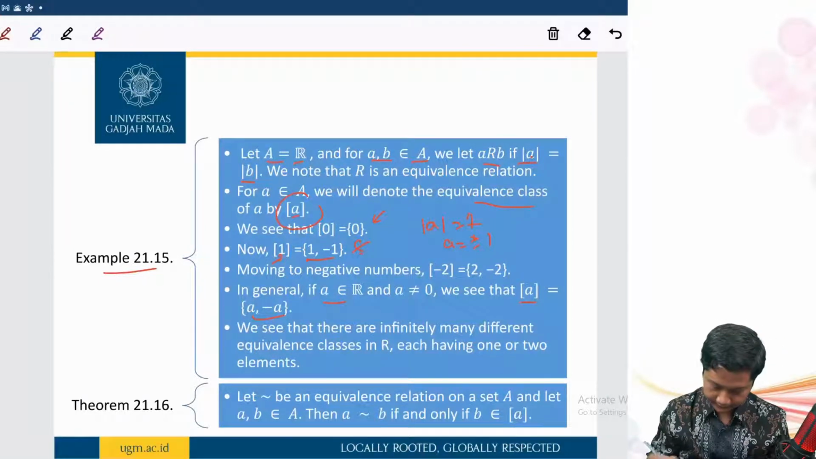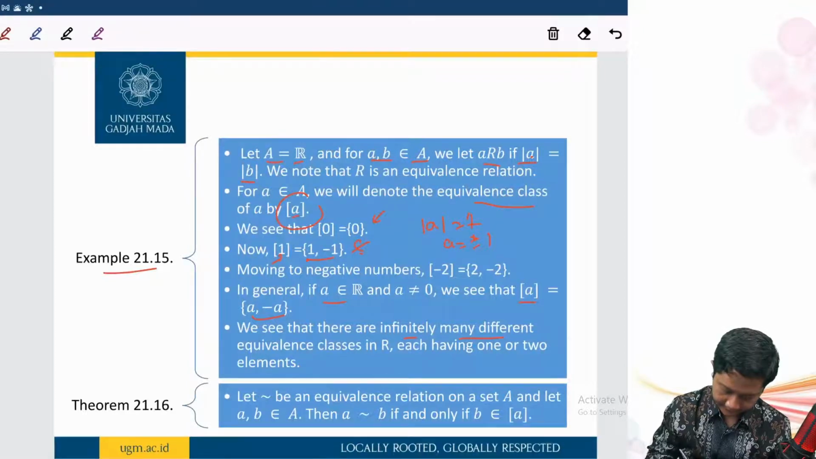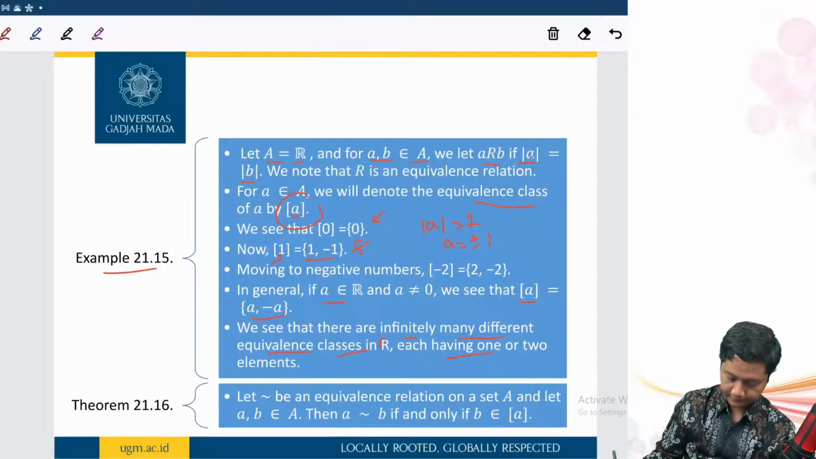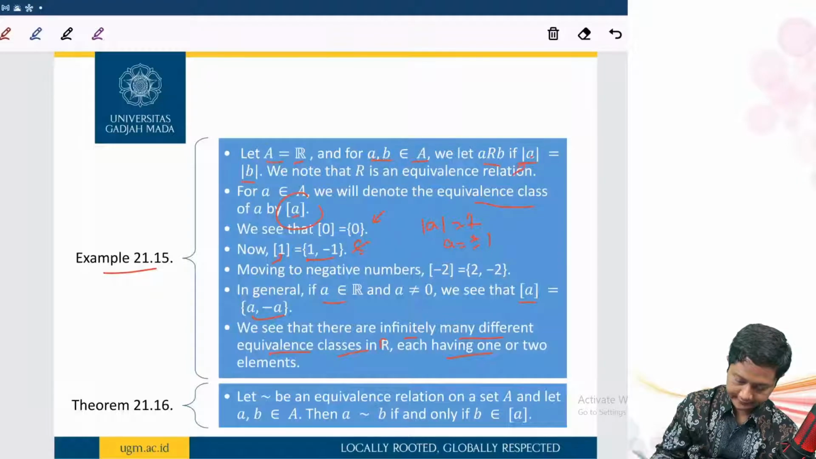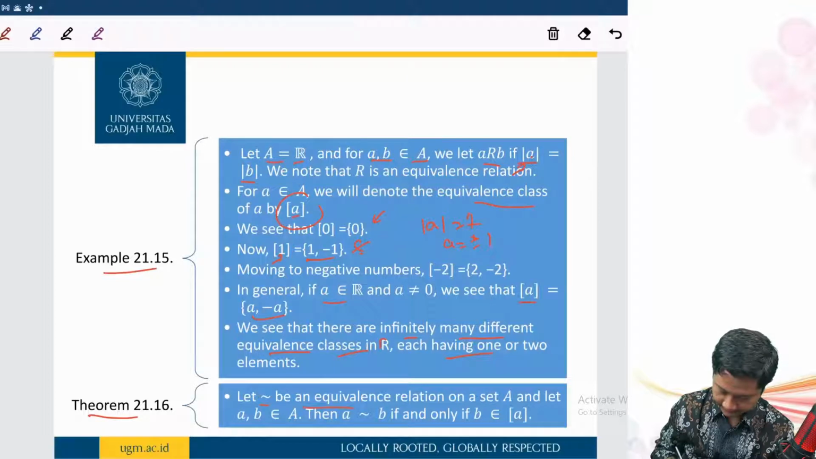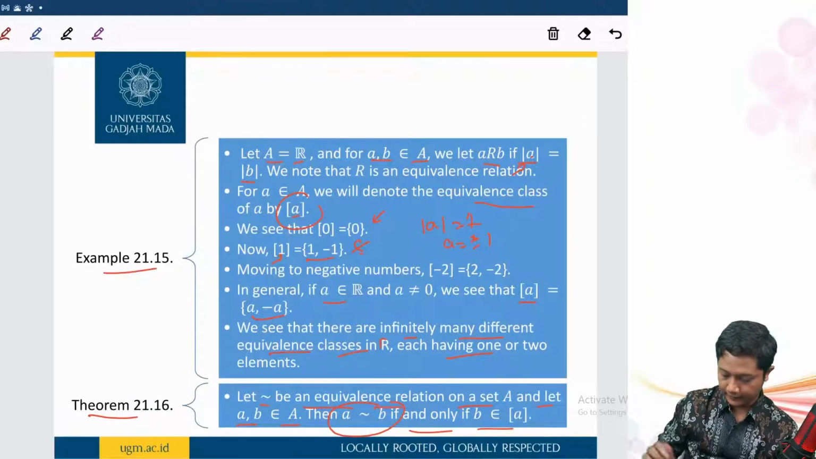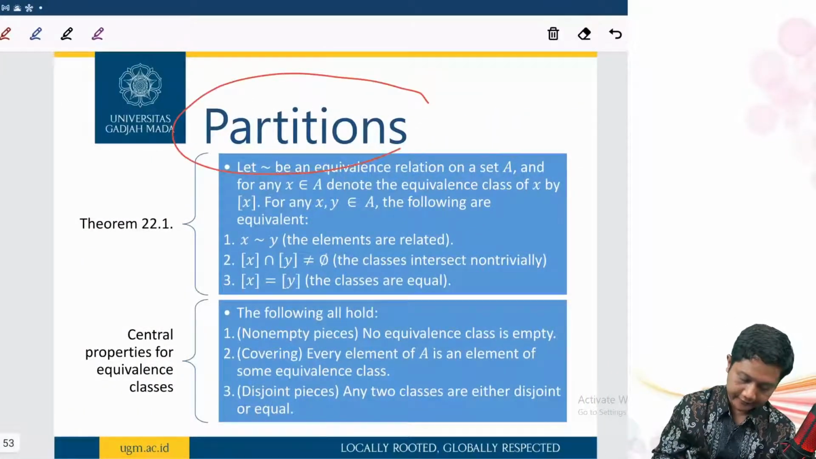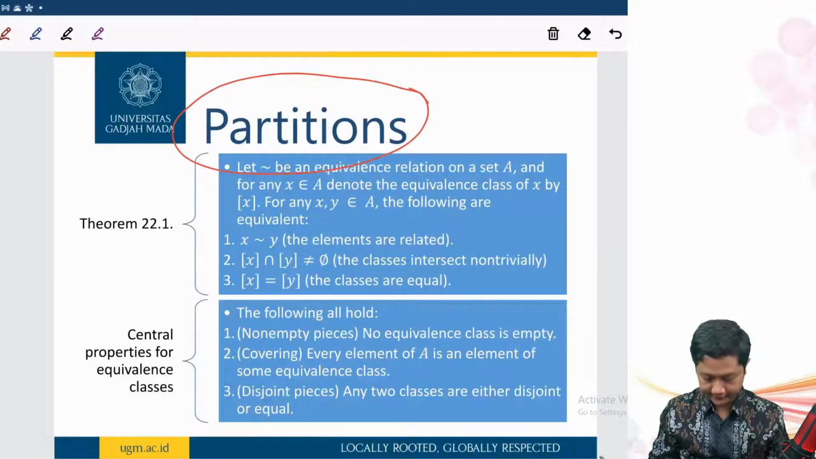So there are infinitely many different equivalence classes in R, and each of them has only 1 or 2 elements, because of this condition. And next we have a property here. When we have an equivalence relation on set A, and 2 elements in A, A is related to B if and only if B belongs to the class of A. Okay, and this motivates us to define partitions.